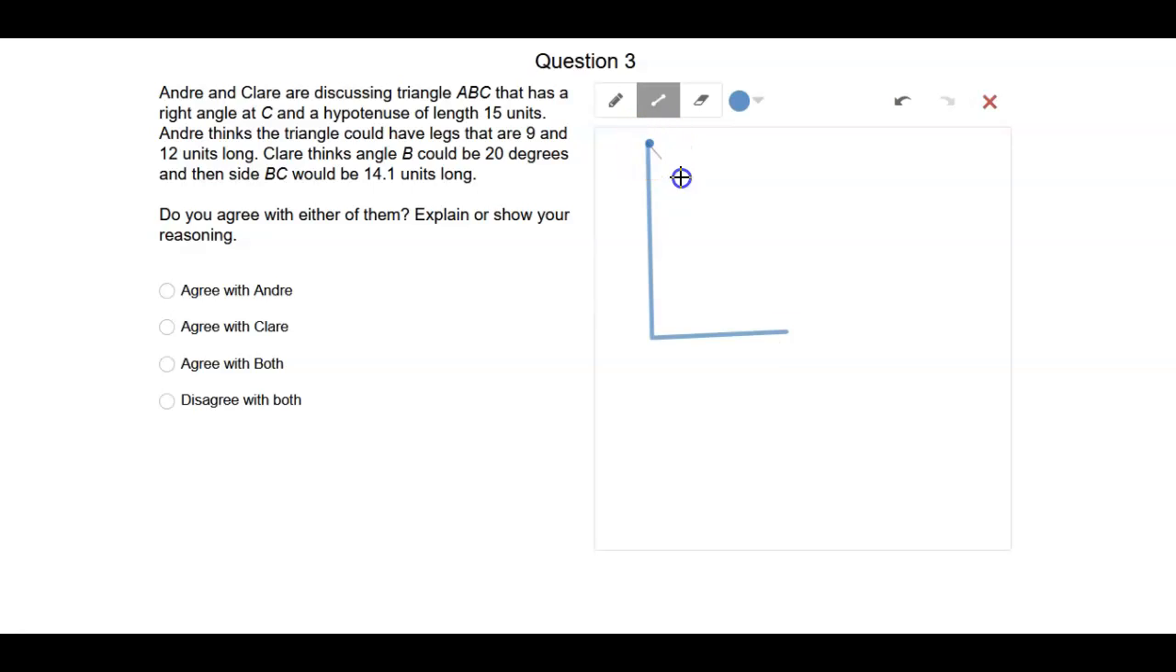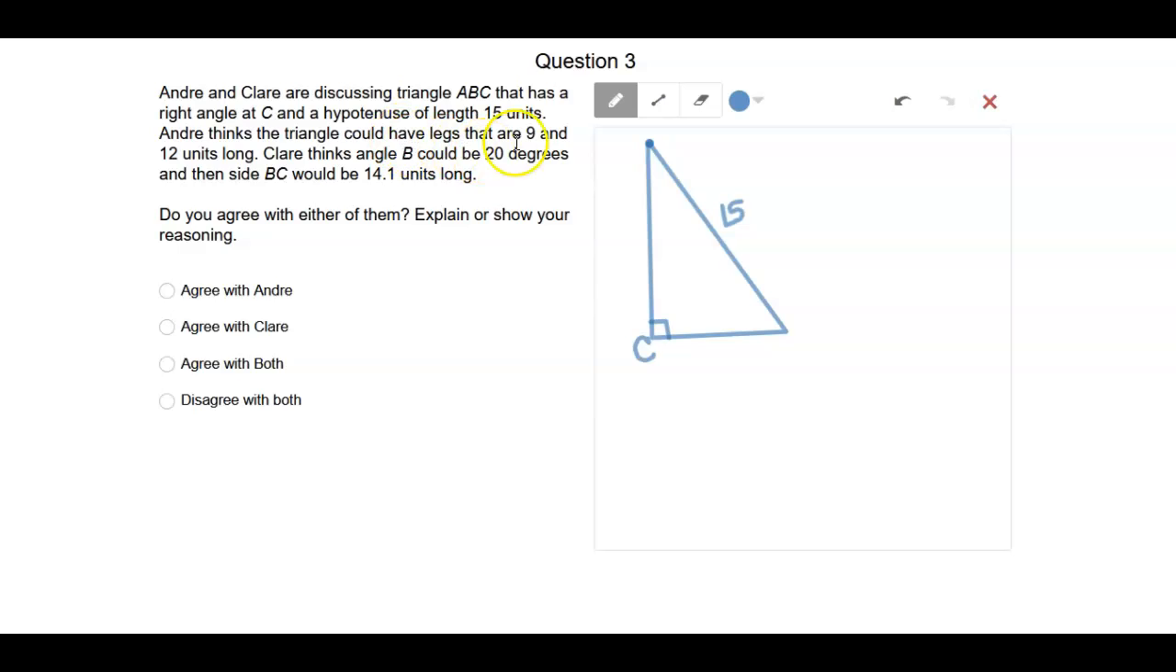So here's my right triangle, and you guys are going to pretend like it is the most beautiful right triangle you have ever seen in your entire life. So there we go. There's our right triangle. C is where the right angle is, and our hypotenuse is 15 units.